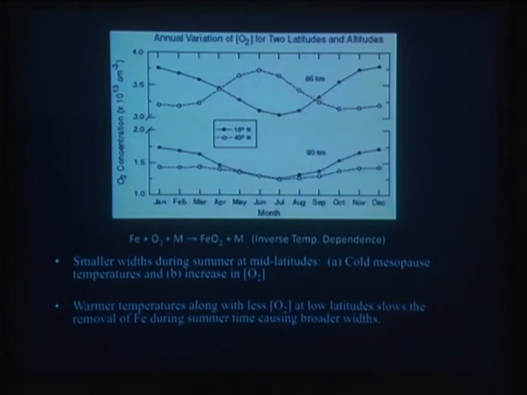So the smaller widths during summer at mid latitudes can be due to the cold mesopause temperatures and an increase in O2. And as we know, the MLT region is the coldest region in the atmosphere, and so the warmer temperatures along with less O2 at low latitudes can slow the removal of the neutral iron, and hence it will cause broader widths at Arecibo. So the effect of temperature is also seen in different ways.